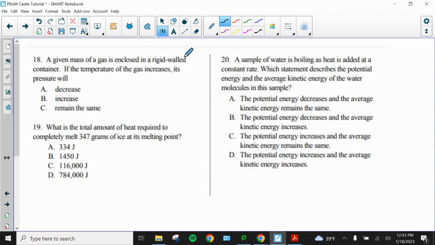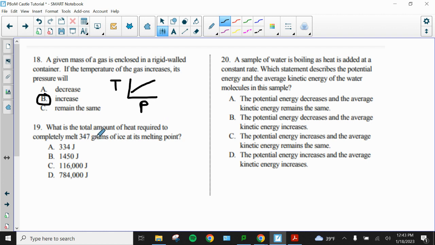A given mass of a gas, if the temperature is increased, its pressure will, well, temperature is kinetic energy. So if they start moving faster, they're going to hit the wall harder with more force, and I'm going to increase the pressure. That is temperature, pressure, TP, like that. There's only one that's inverse, and that's pressure and volume.